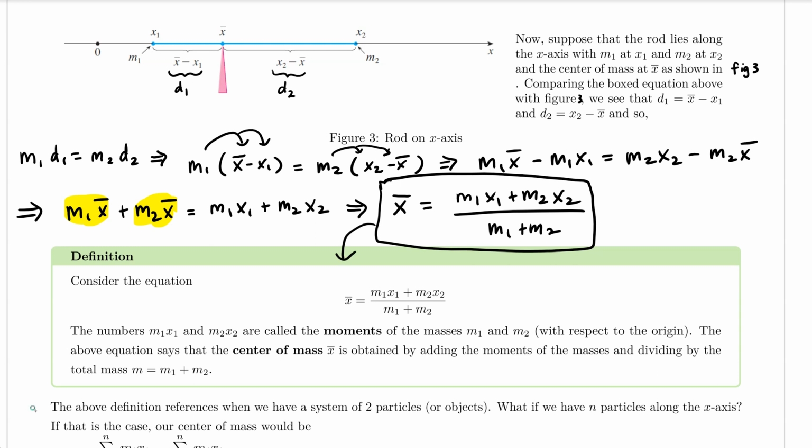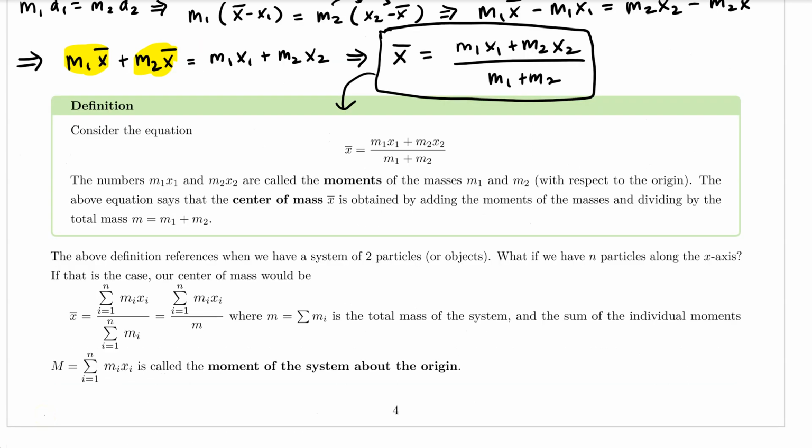So consider the equation x bar is equal to m1 times x1 plus m2 times x2 all over m1 plus m2. The numbers m1 times x1 and m2 times x2 are called the moments of the masses m1 and m2 with respect to the origin. The above equation says that the center of mass x bar is obtained by adding the moments of the masses and dividing by the total mass, lowercase m, which is equal to m1 plus m2.